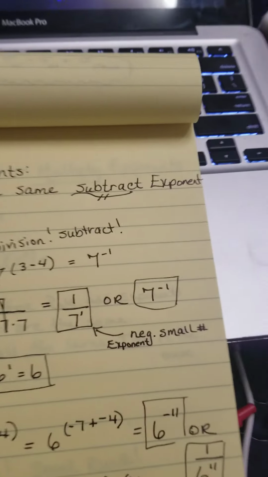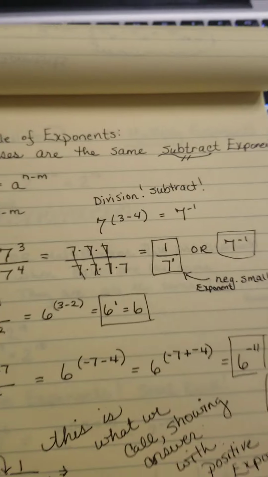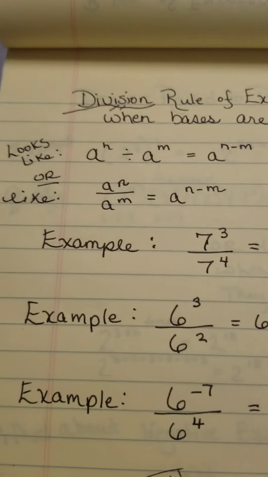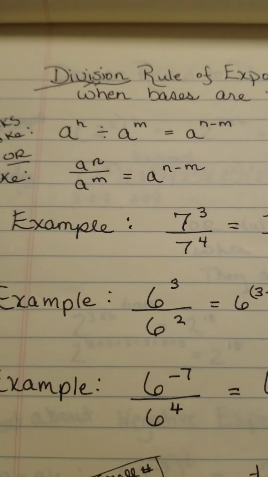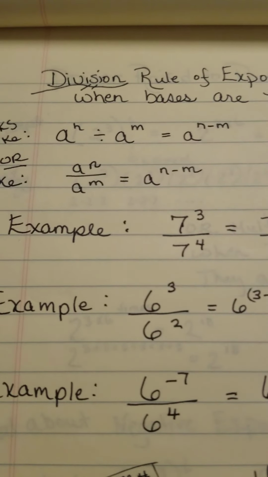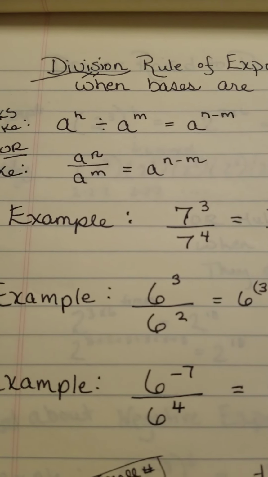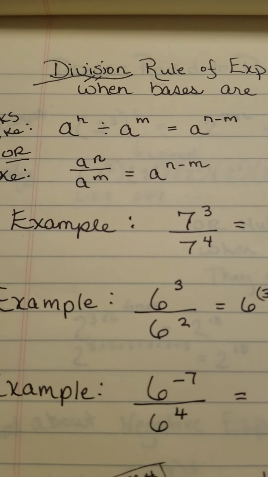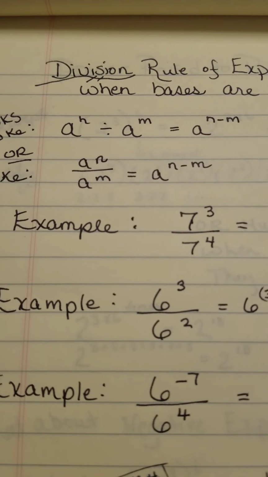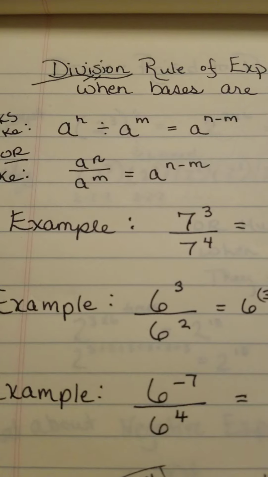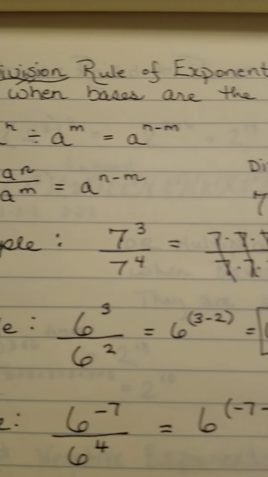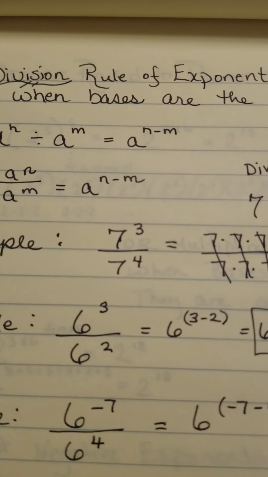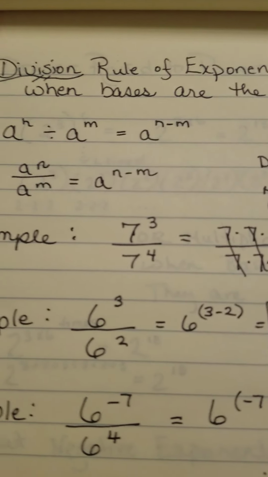Division, subtract. Multiplication, add. All right, so what that looks like in arbitrary language is a to the n divided by a to the m. Bases are the same. The base is a. The exponent is n and m. So when bases are the same and you're dividing, you subtract exponents. So a to the n minus m.